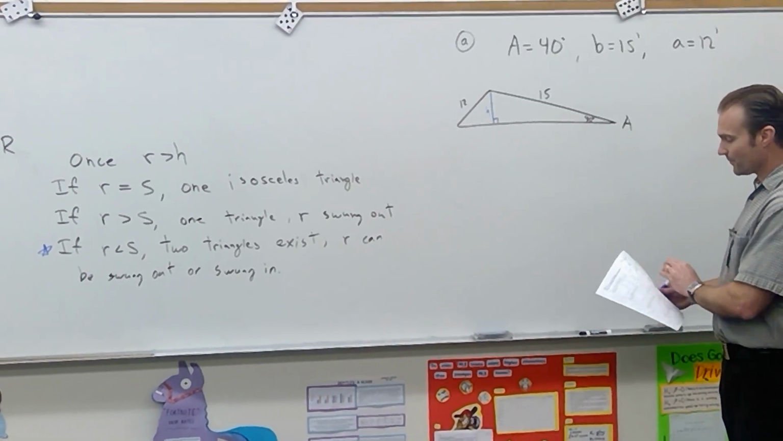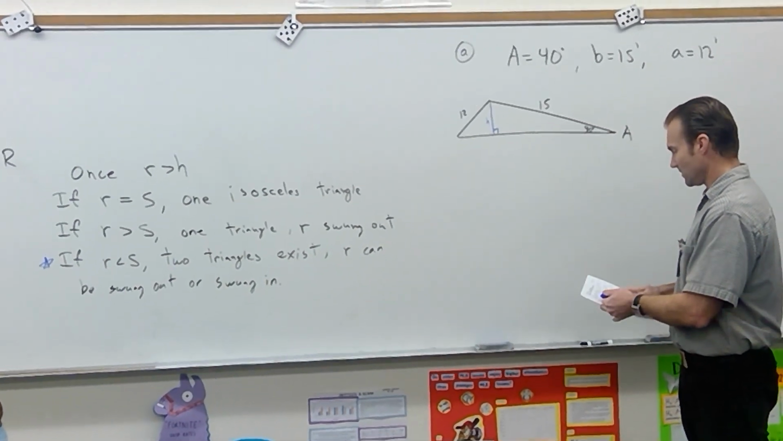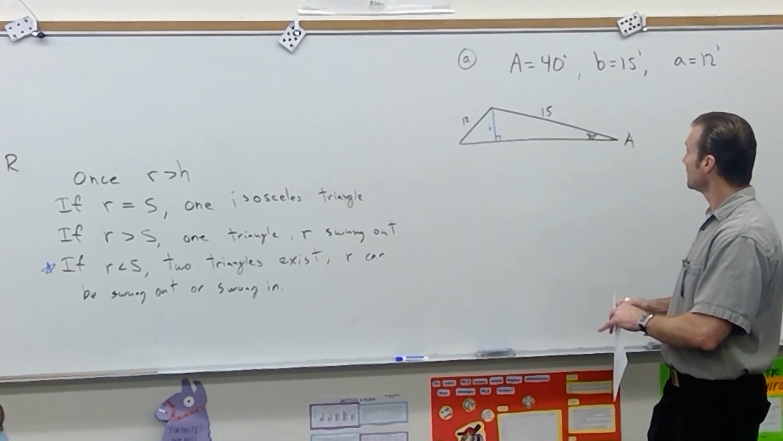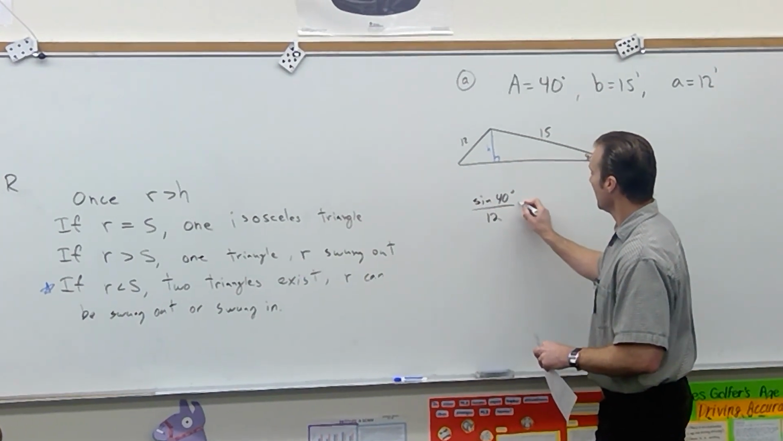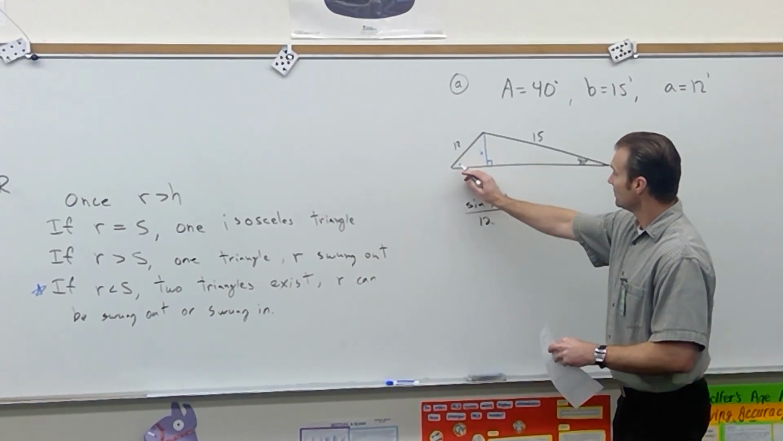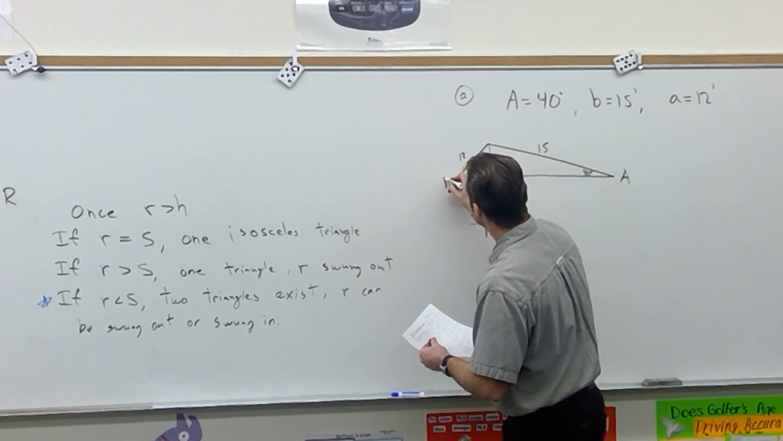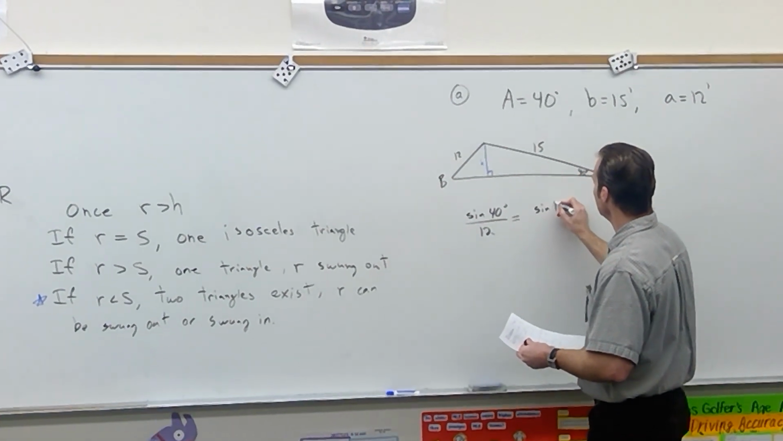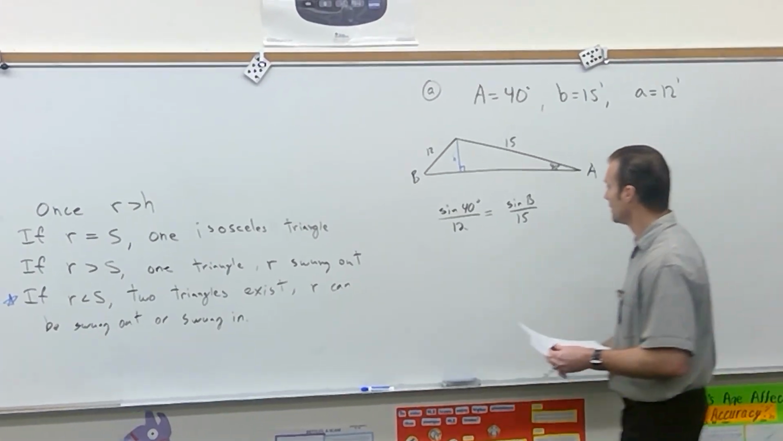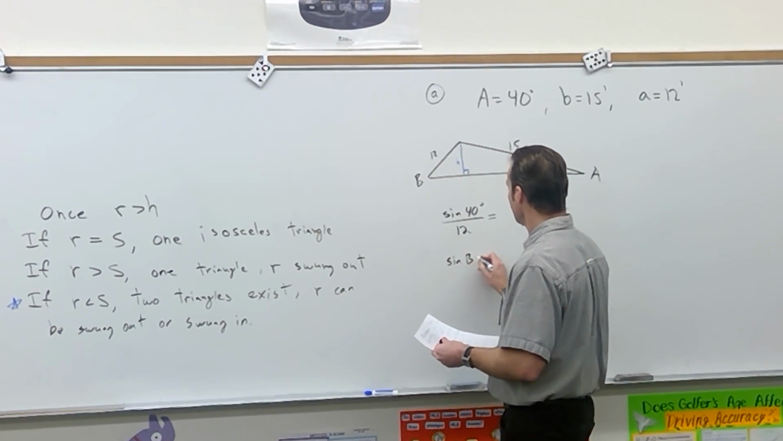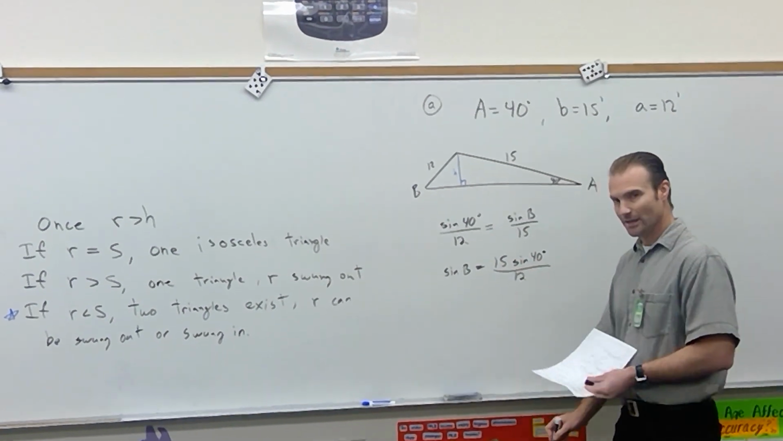Okay, so for my first triangle, I have the information for law of sines. I'm going to change back to black. Okay. So sine of 40 degrees over 12 has to equal sine of this angle over 15. What was that angle? That's going to be angle B. So sine of B over 15. Now I solve. So sine of B equals 15 times sine of 40 degrees over 12. Inverse sine.